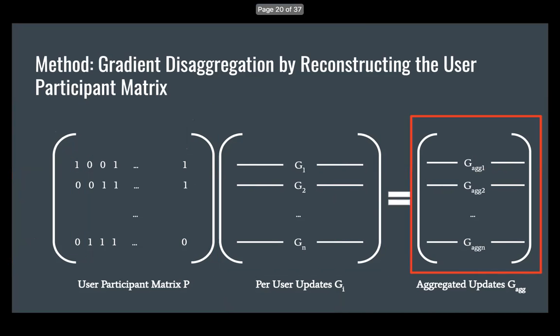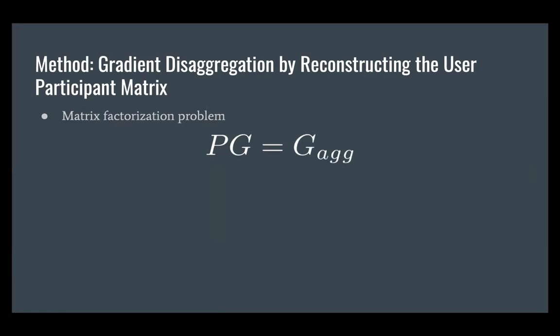So as we mentioned, the goal of the gradient disaggregation attack is to recover the individual model updates, that is the capital G matrix. In this case, the problem can be formulated as a matrix factorization. That is because the server has the aggregation matrix, and as long as the aggregation matrix can be factorized into P and G, it can obtain the individual model updates G.